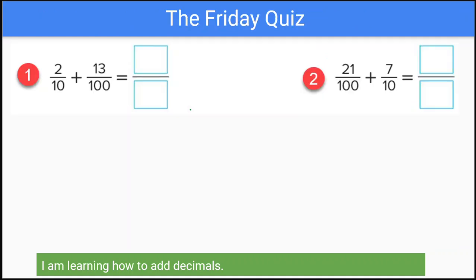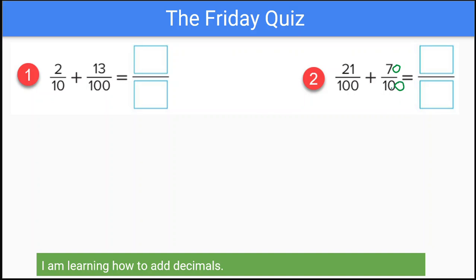Kids, on the Friday quiz, you're going to see this right here. They're both kind of similar. I'll do one and you do the other. How about that? Okay. Well, I think I'm going to do this one over here. All right. So this is 21 hundredths plus 7 tenths. This is like 21 pennies plus 7 dimes. Well, we're going to make them both have the same denominator. We could do that by multiplying the numerator and denominator by 10.